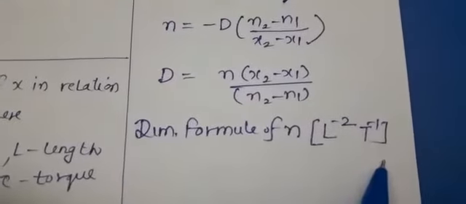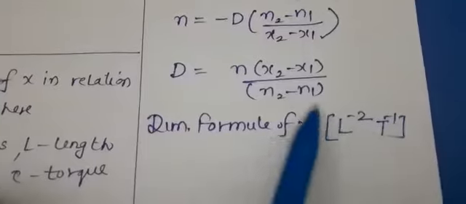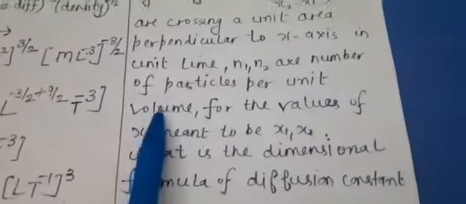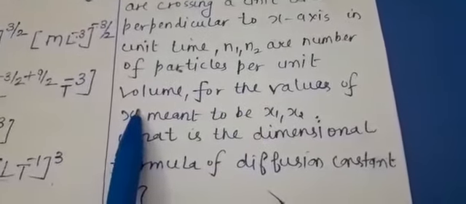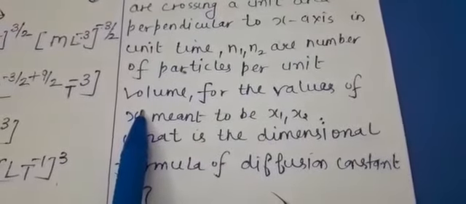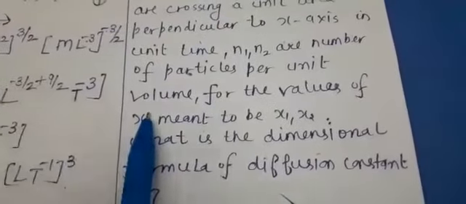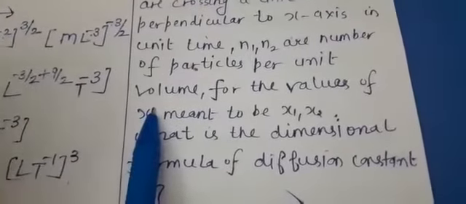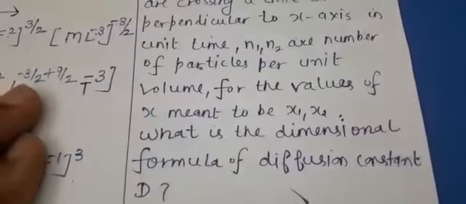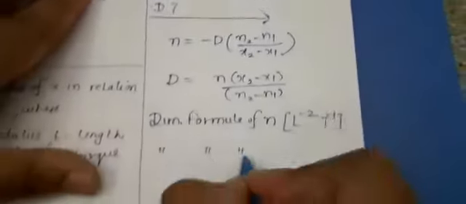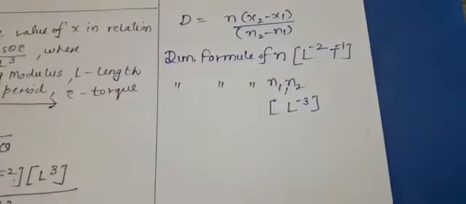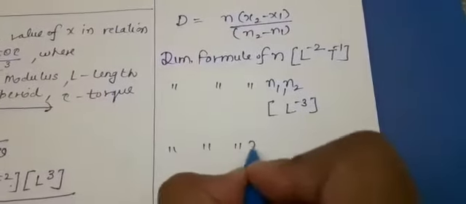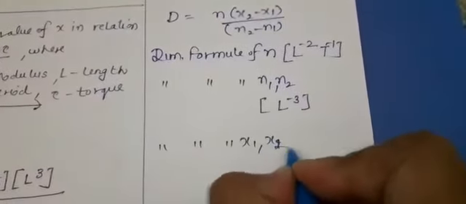Now what is given about n1 and n2? Here n1 and n2 are the number of particles per unit volume. As we have calculated dimension formula of n, here number of particles is constant, so per unit volume will contribute to dimension formula. So dimension formula of n1 and n2 will be L raised to the power minus 3. And x1 and x2, we all know this is only the length.